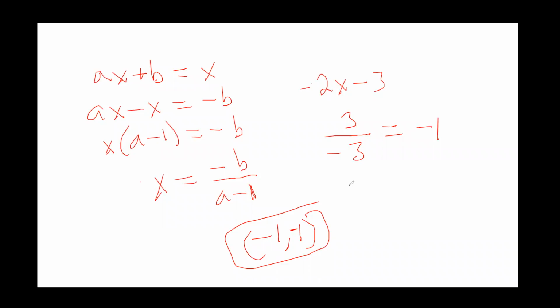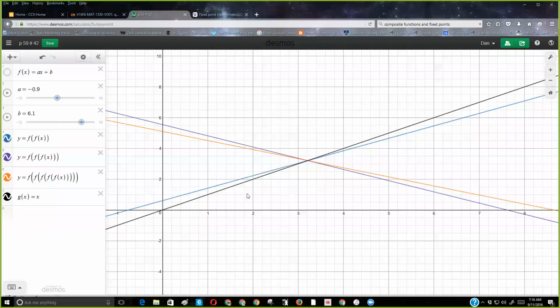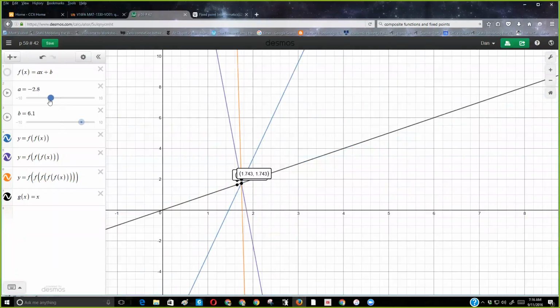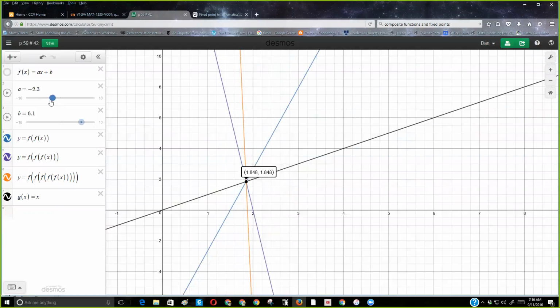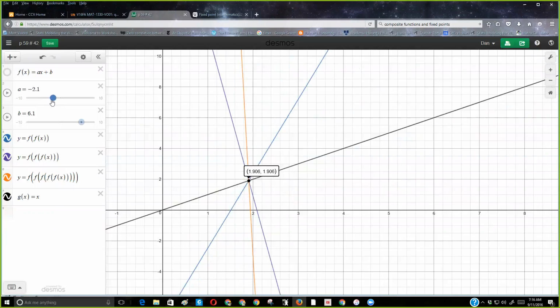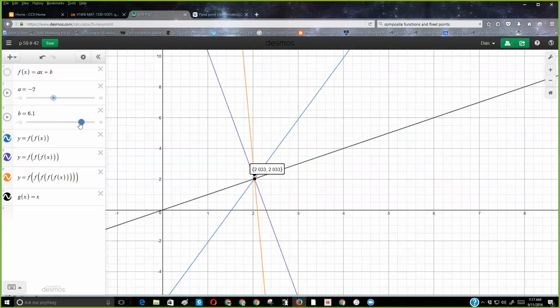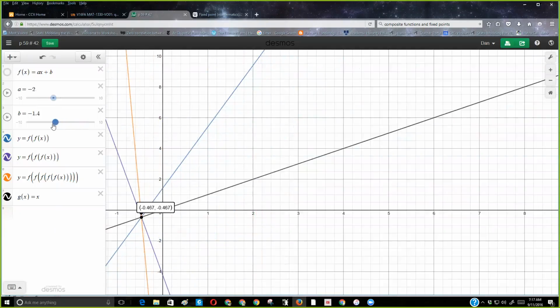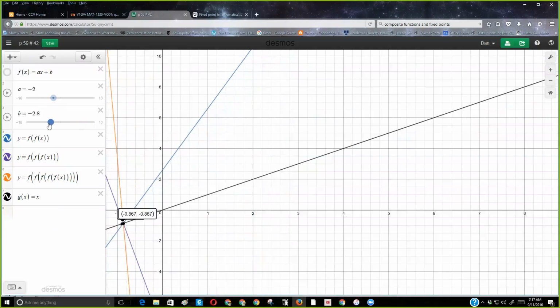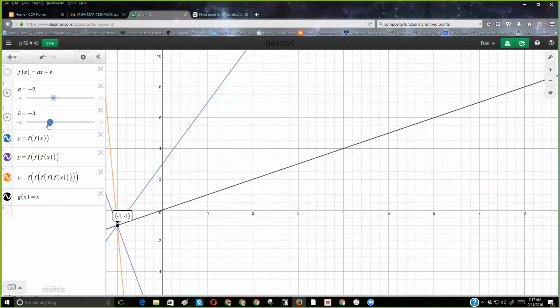So what do I do when -2 is my slope and -3 is my y-intercept? Let's come back here. Actually, I can share my desktop. I didn't need to do that, did I? Okay, so what did I say? I said change this to -2. Let's make this work. And change this to -3. Somebody with steadier hands than me could probably jump right to it. And I'm seeing an intersection point of (-1, -1).